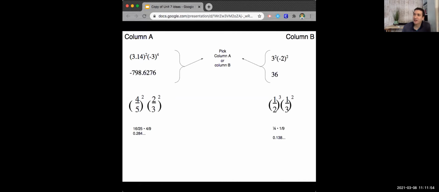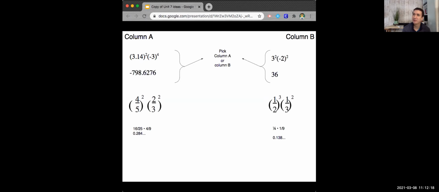you can have an answer in fraction or decimal. So notice that you just have repeated multiplication. When you have fractions like 4/5 with the exponent of 2, that's 4/5 times 4/5 times 2/3 times 2/3. So sometimes it's helpful to take it one step at a time.